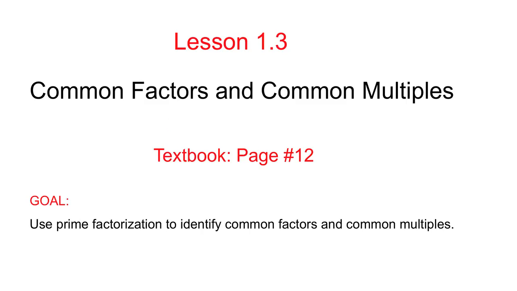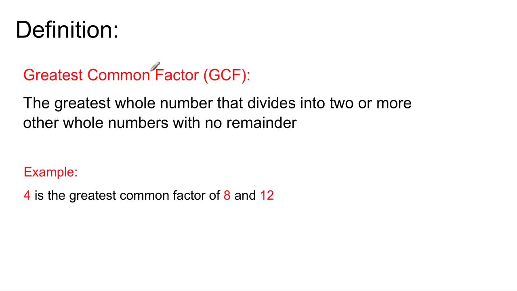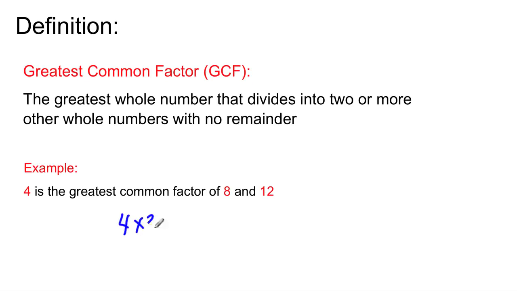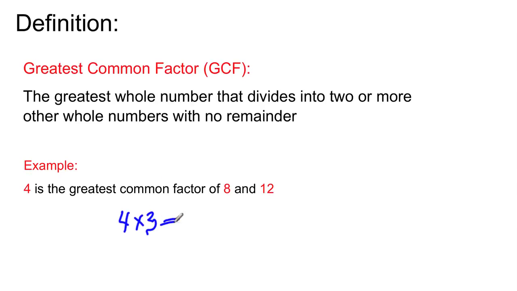Alright, let's move on. So definition: greatest common factor, GCF, the greatest whole number that divides into two or more other whole numbers with no remainder. For example, 4 is the greatest common factor of 8 and 12. So essentially, 4 times 3 equals 12, and 4 times 2 equals 8. So that's pretty much what that means. But again, we'll go through that a bit more tomorrow.